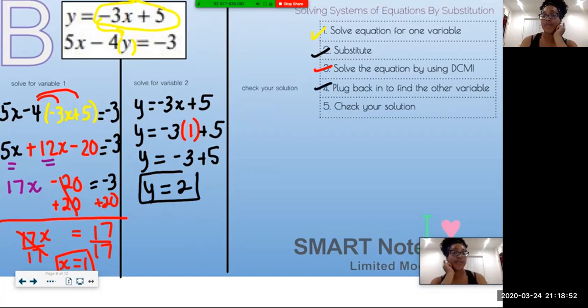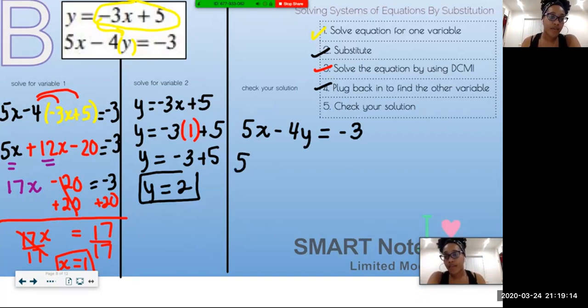Done. Last but not least, I'm going to check my solution, make sure that my answer makes sense. So I pick any one of these. You know what? For the sake of it, I'll use the second one. Any one of these to see, does this answer make sense? So 5x minus 4y is equal to negative 3.